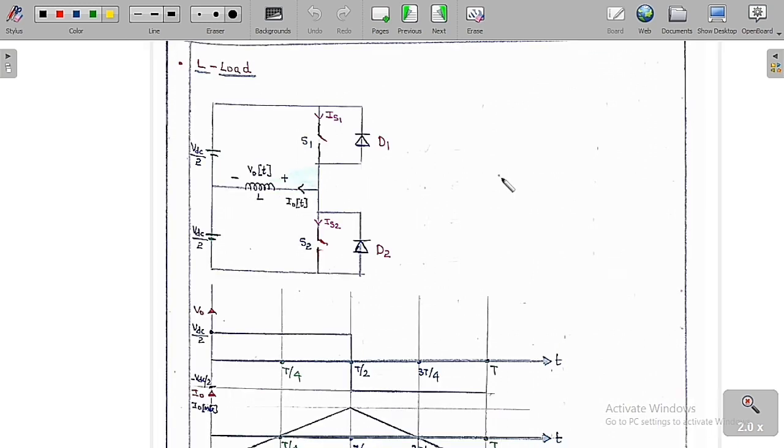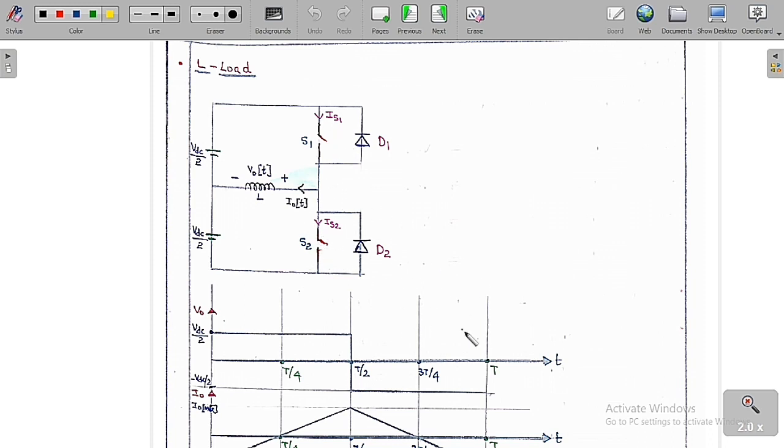Now we are going to replace the resistive load by the inductive load and then do the analysis. This is the same previous circuit, just we have replaced the resistor by the pure inductive load. The voltage across the inductive load is plus or minus V0 of t, and the current is I0 of t, the current in the inductor. So VDC by 2, S1, S2, diodes D1 and D2, and IS1 means the switch current, and IS2 means the switch current in switch 2.